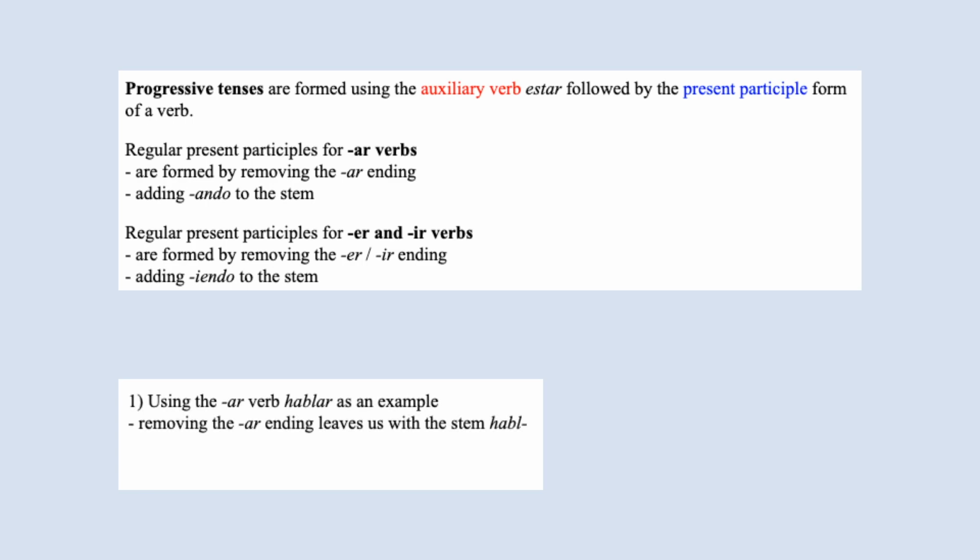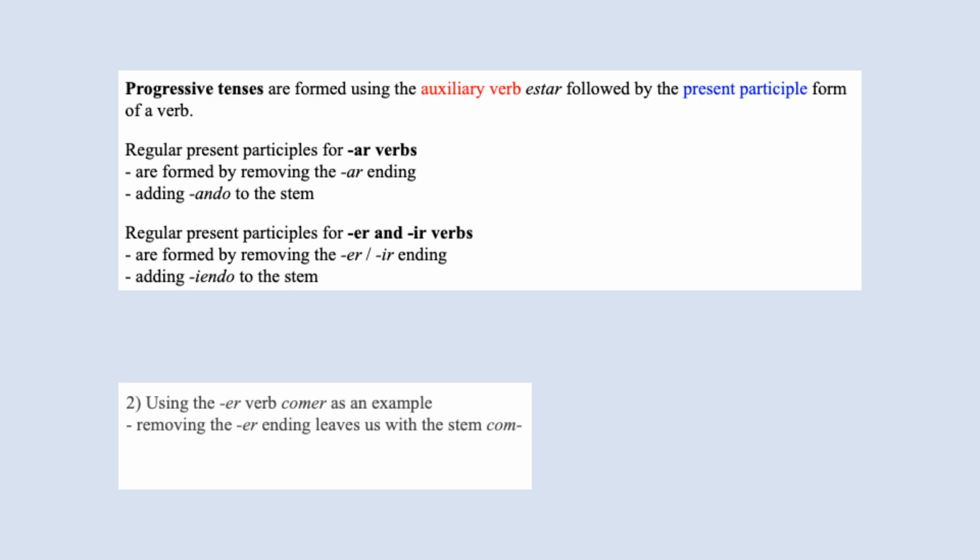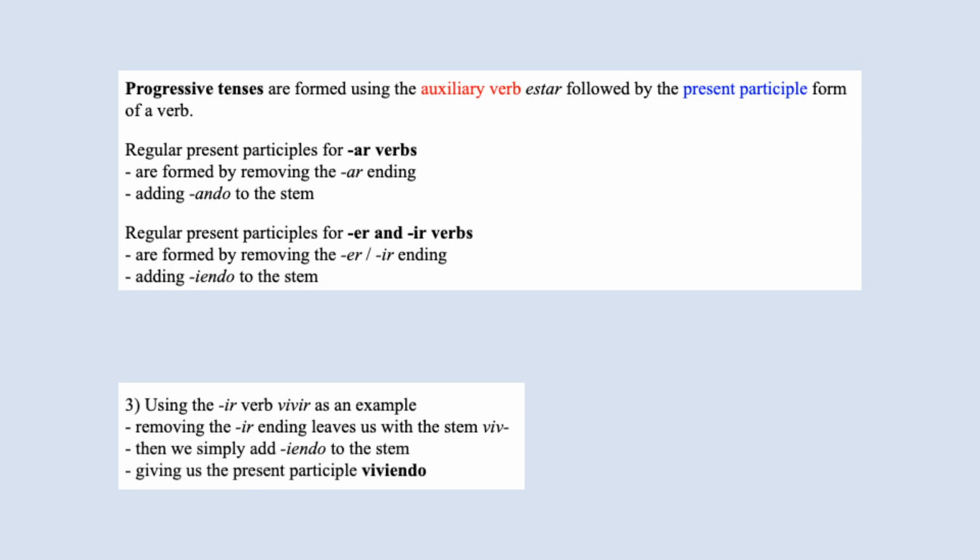So for the verb hablar, we remove the AR ending, giving us the stem habl. And to this stem we add ando, giving us the present participle hablando. For comer, we remove the ER ending, giving us the stem com. And to this stem we add yendo, giving us the present participle comiendo. For the verb vivir, we remove the IR ending, giving us the stem viv. And to this stem we add yendo, giving us the present participle viviendo.